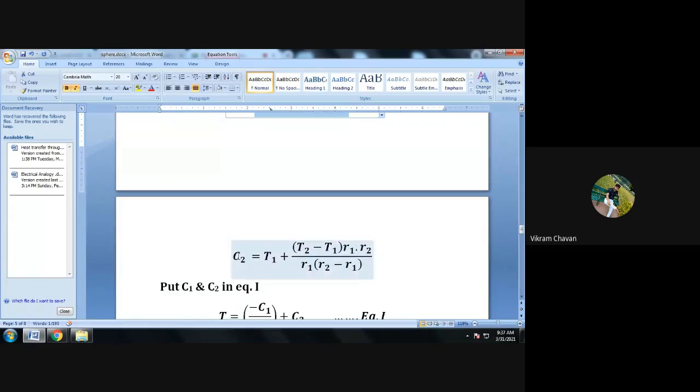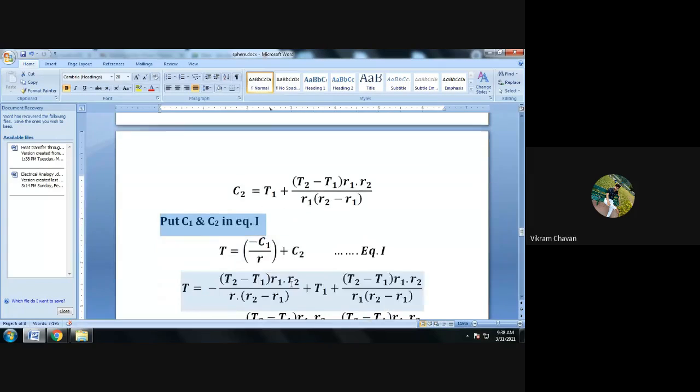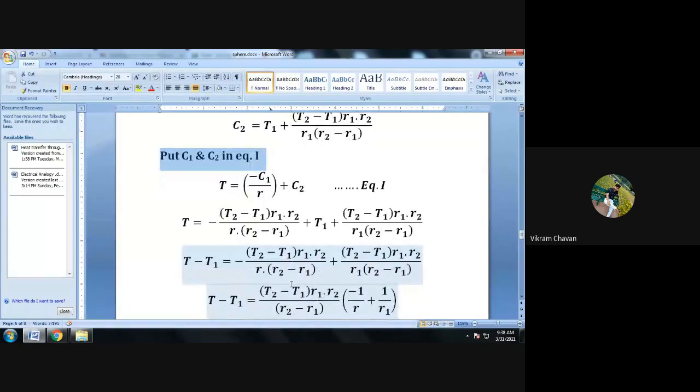So now we have determined the C1 and C2 values. Now we can put these C1 and C2 values, or the equations, in equation number Roman 1, our first general equation. Our equation number Roman 1 is T is equal to minus C1 divided by R plus C2. In this equation, we have to put the equations that we have determined for C1 and C2.